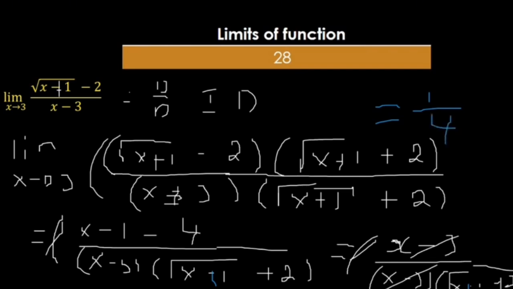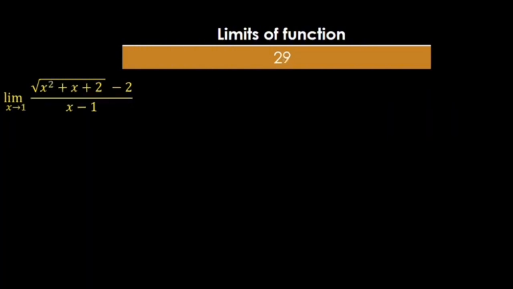Okay, I hope you are seeing it, and move to the next question. That is question 29. We have the limit of square root of x squared plus x plus 2 minus 2 all over x minus 1. Okay, we proceed with this question.